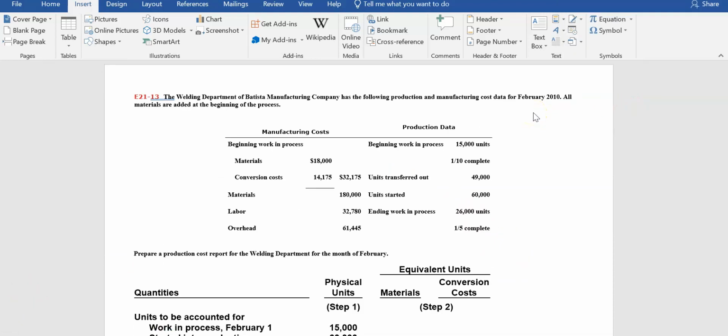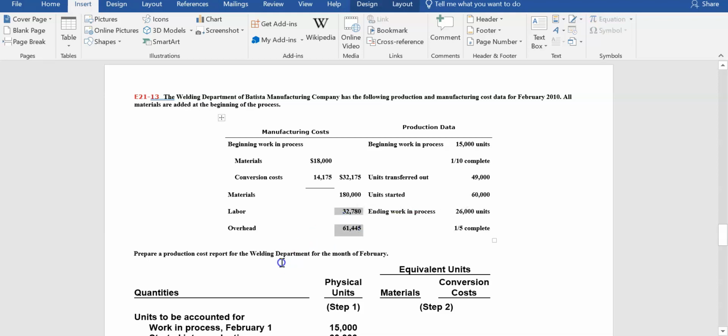All right, let's do one more problem to try to make this all come together. The welding department of Batista Manufacturing has the following production and manufacturing cost data for the month of February. All materials are added at the beginning of the process. Here are the manufacturing costs. They had a total of $32,175 in work in process when they started the period. Those costs are associated with inventory they had started on the last period and are now completing during this period. In addition to that, during the current month, they added more materials, labor, and overhead costs.